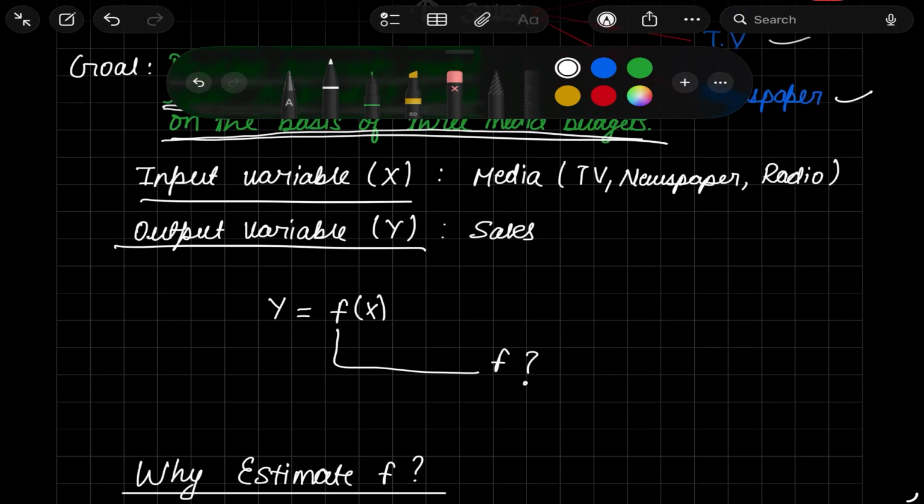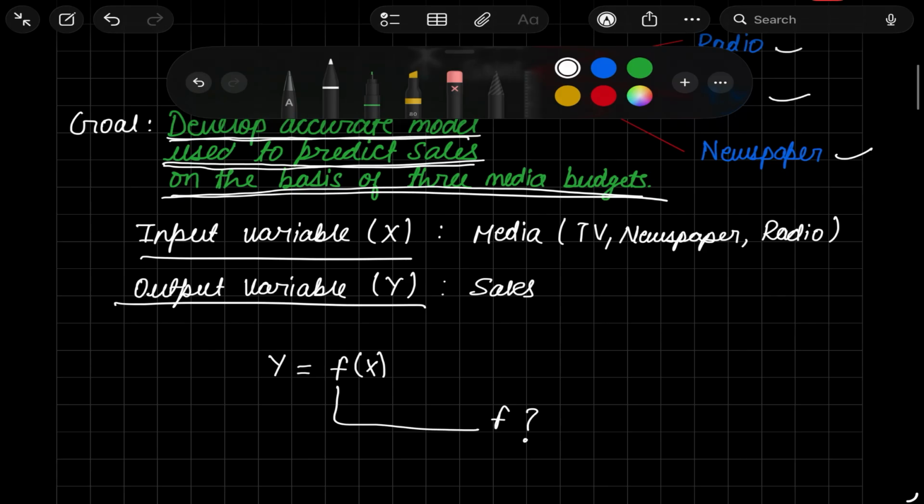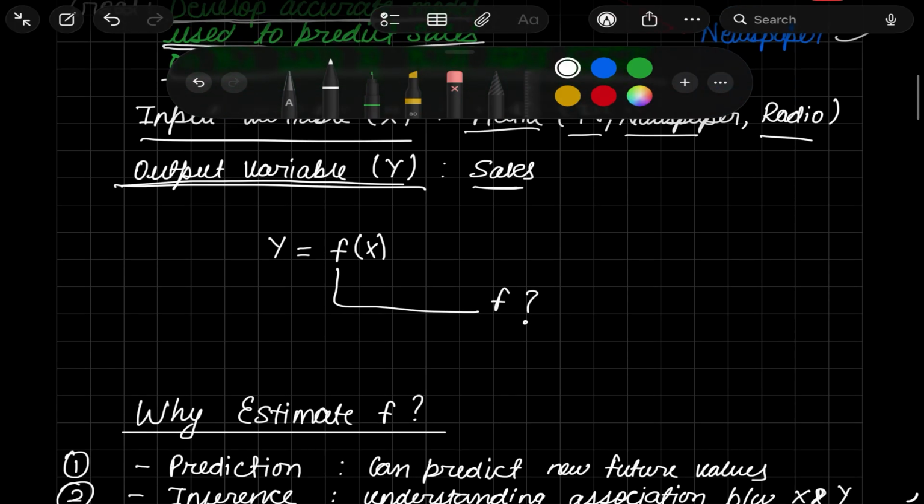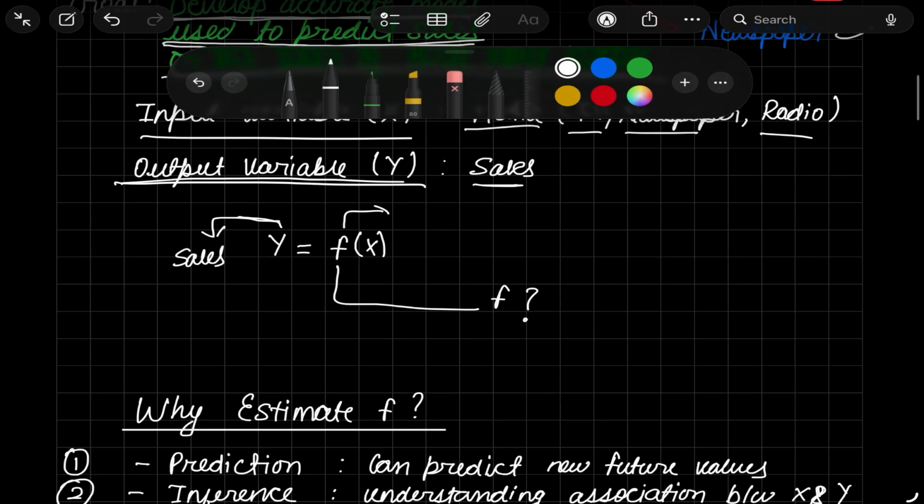We first have to agree that we have an input variable and an output variable. The input variables are the media, which are TV, newspaper, and radio, and the output variable is sales, because we have to get better at sales and increase them. So we come to a conclusion and find a magical thing, which is Y = f(X), in which Y is the sales, and it is affected by the budget of these three media.